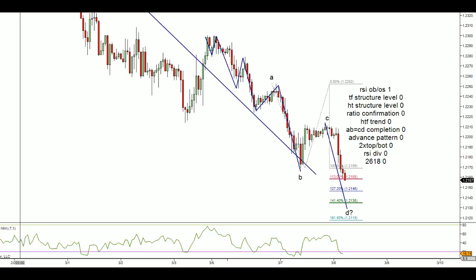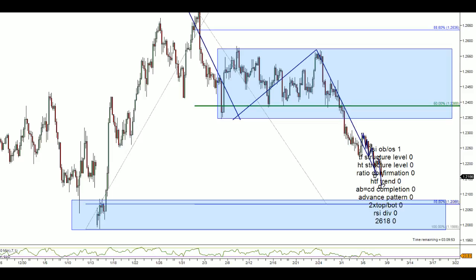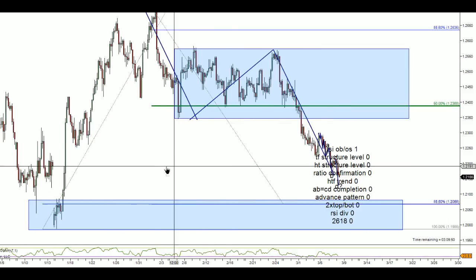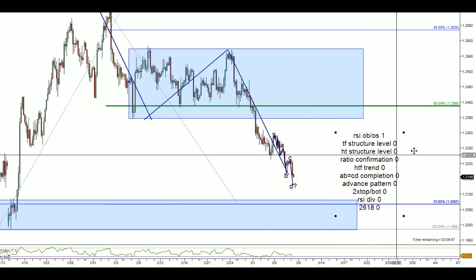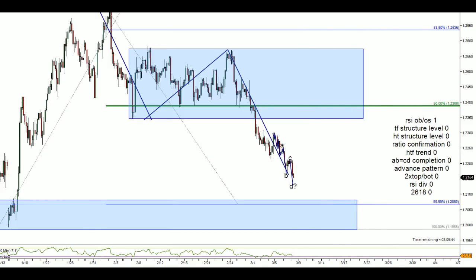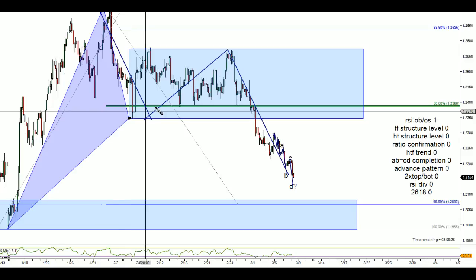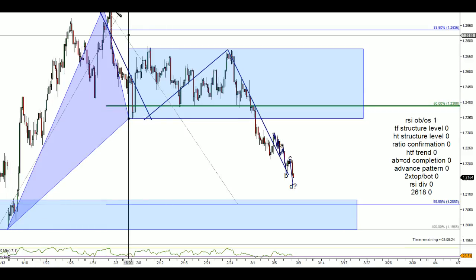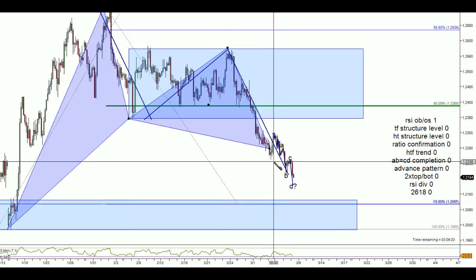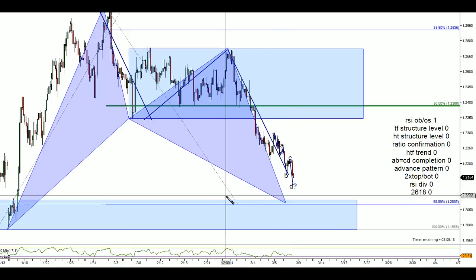Now I'm going to zoom back out and show you what I'm looking for here on the 240. What I'm looking for here is actually a bull bat pattern, and that's why these ratios are on here. I don't want to delete those because this trade could complete today, or maybe the end of the week or first part of next week, depending on what volatility we get. So we got X to A to B, B to C, and then the CD completion down here at the 886.